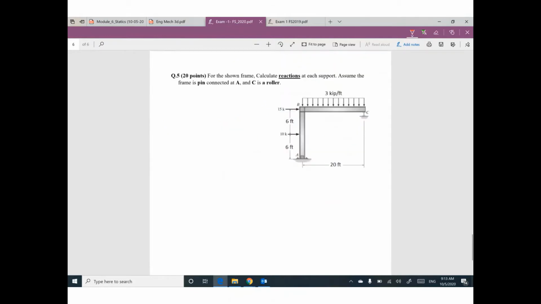Reactions. I'm not sure why students put a reaction at B. Many students put XB or YB. Did the problem tell you that there is a support at B? We have a pin support at A, so we have 2 reactions.